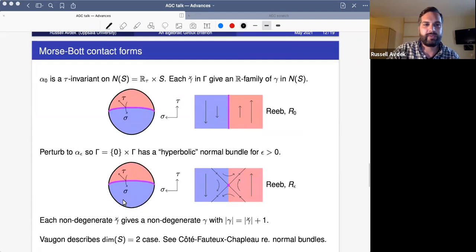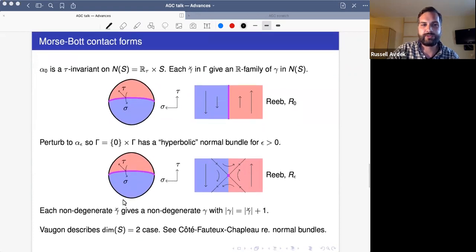So first we start off with describing the Morse-Bott contact forms. To start, we take alpha naught to be our tau invariant contact structure on our neighborhood of our hypersurface. Recall we're using R, the real line parameterized by tau, times the hypersurface as our neighborhood. And in this case, each Reeb orbit in the dividing set will give us a real line of Reeb orbits in the neighborhood.